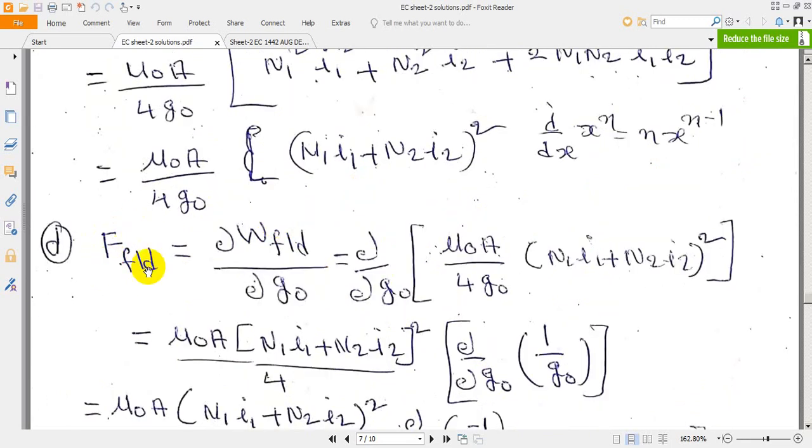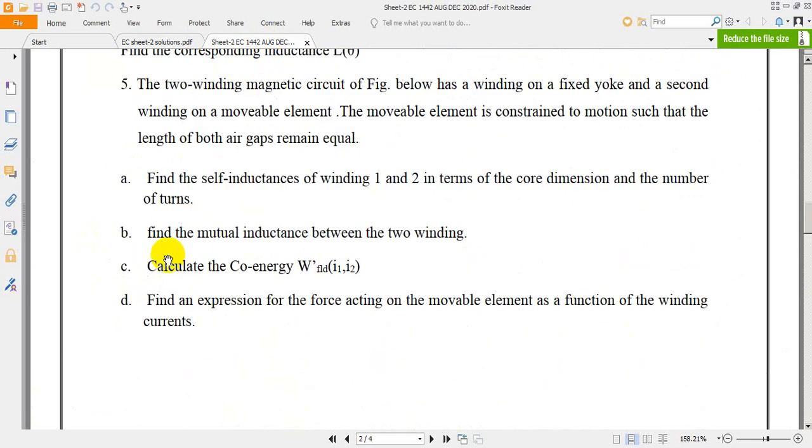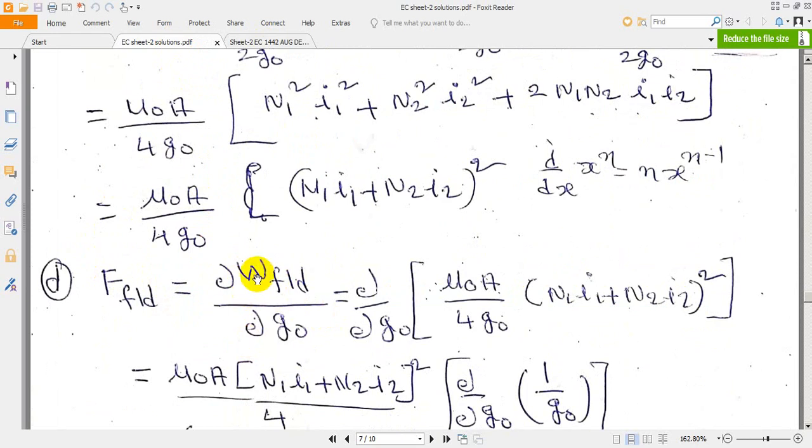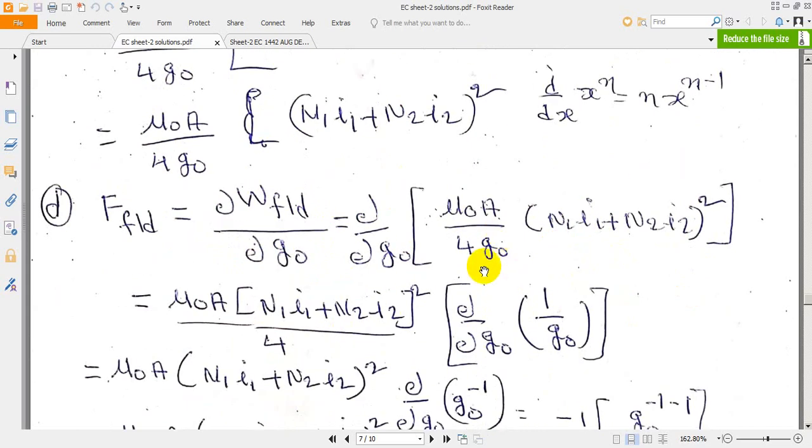Coming to the force, the next parameter is the expression of force acting on the movable element. The force can be calculated as F is equal to the partial derivative of the field energy with respect to the distance, the length of the air gap. Force will be dou by dou G naught of the energy of the field. Energy of the field, we got this expression. Just substitute this, and if we differentiate this with respect to G naught, it is given as mu naught N1 I1 plus N2 I2 the whole square divided by 4 into dou by dou G naught of 1 by G naught.